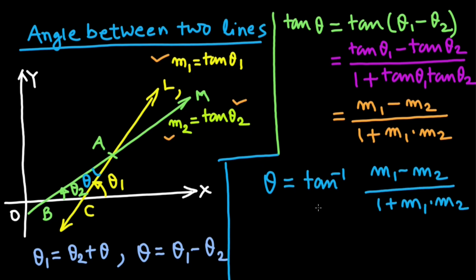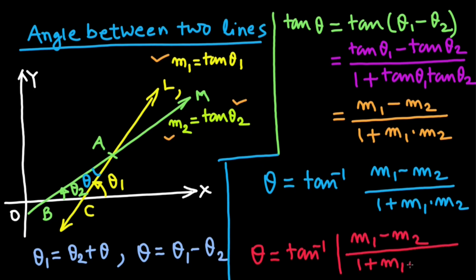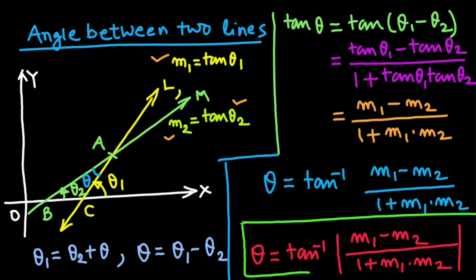If we want acute angle between the two lines, then we have to take positive value of m1 minus m2 upon 1 plus m1 m2. So therefore, for acute angle theta, we write tan inverse of mod of m1 minus m2 upon 1 plus m1 m2. So theta equals tan inverse of mod m1 minus m2 upon 1 plus m1 m2 gives us the formula to find acute angle between the two lines whose slopes are known.